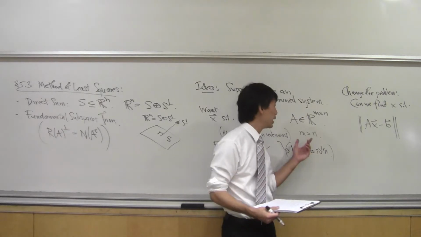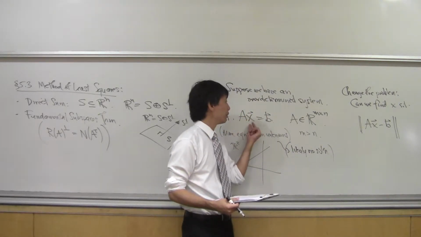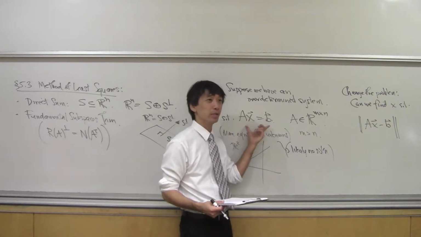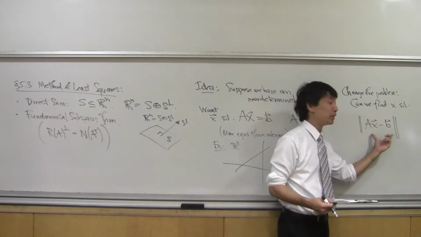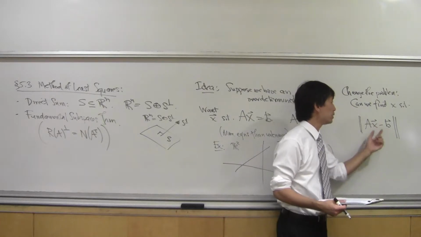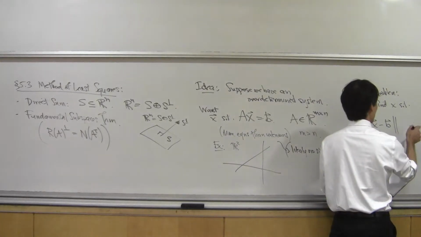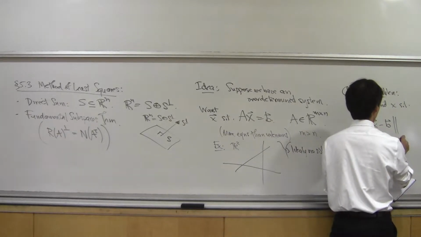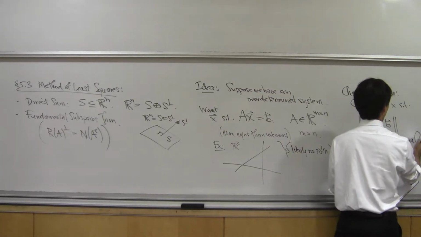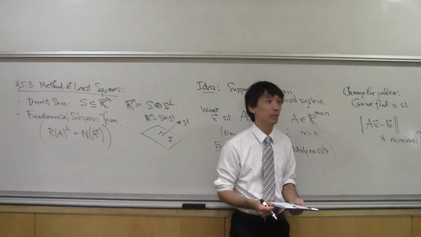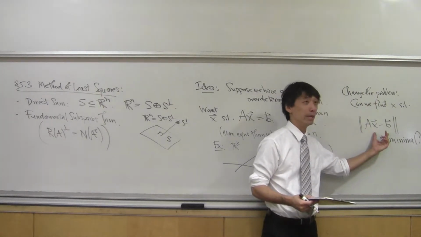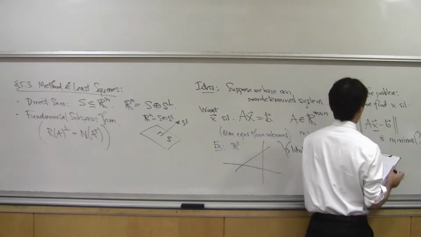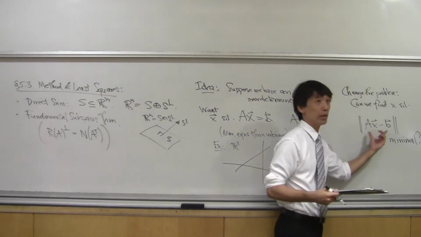We were hoping that we could find an x so that the difference Ax minus b is 0, but there is no such x. So instead, we give up on that and we say, can we find an x such that the magnitude of Ax minus b is minimal? Is the smallest possible. There's no other x that gives you a smaller error than that.